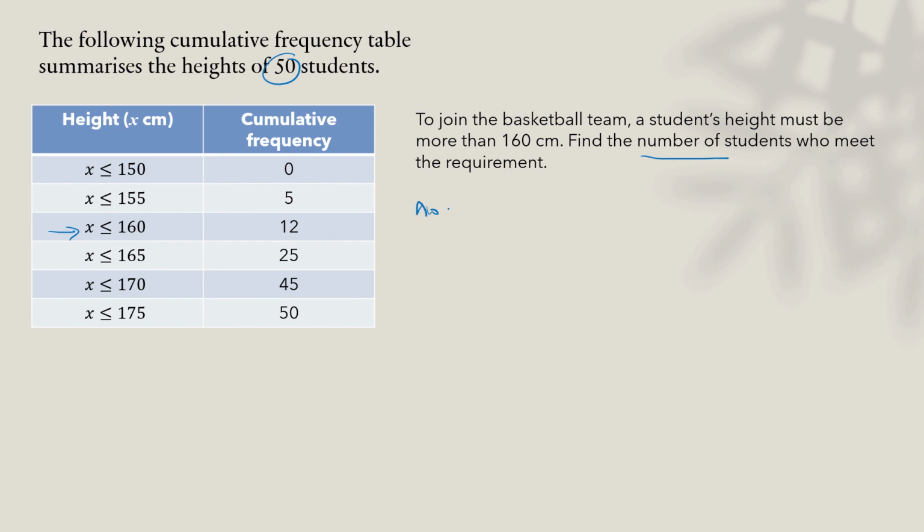So the number of students with height more than 160, we will take the total number of students, which is 50, minus this class, 12, and you get 38. Because the question just asked for the number of students, we don't need to change the number. We don't need to do anything else. We'll just leave the answer as 38.